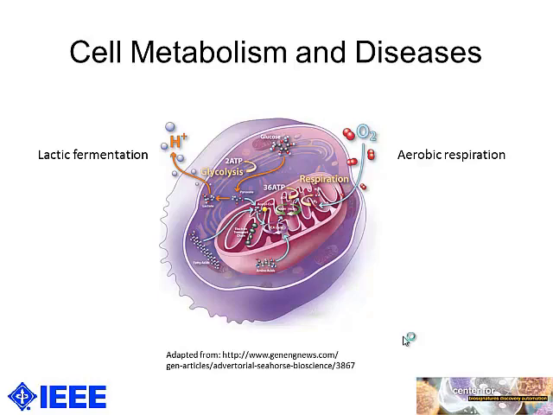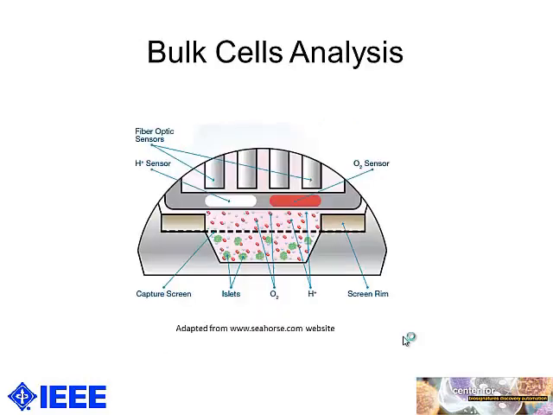For example, the cancer cell consumes less oxygen and generates more hydrogen ions compared to the normal cells. So it requires particular devices for us to check the status of the cells. So here is a commercial product from Seahorse with the different sensors to detect the concentrations of the oxygen and the hydrogen ions for the bulk cells analysis.